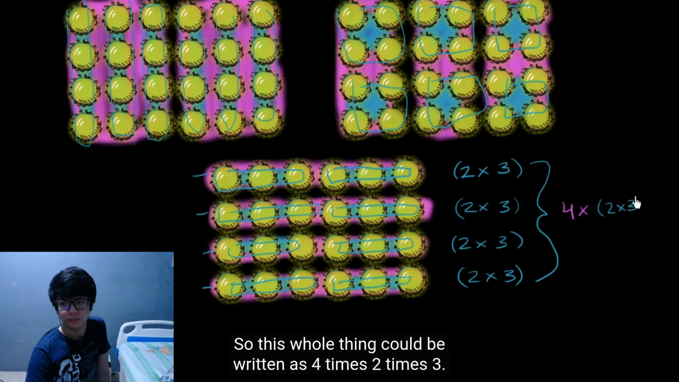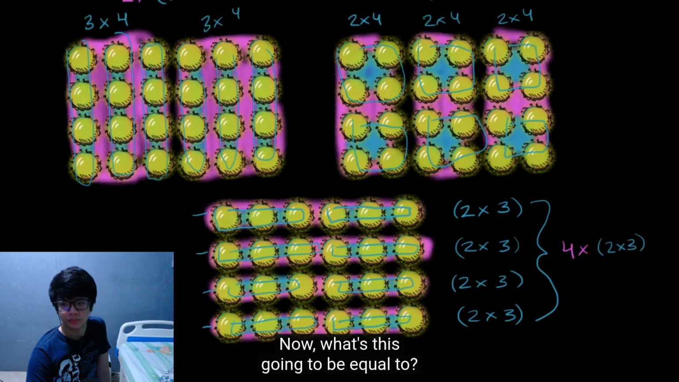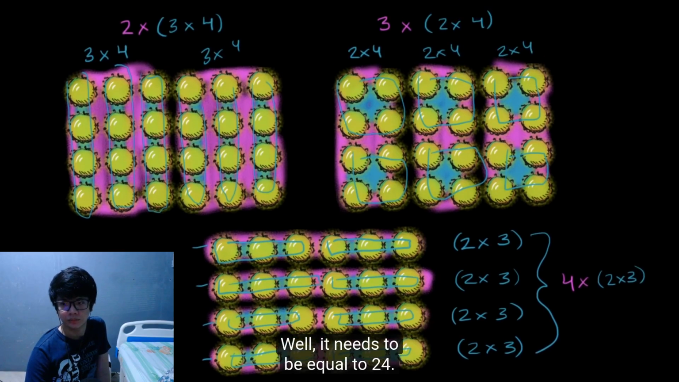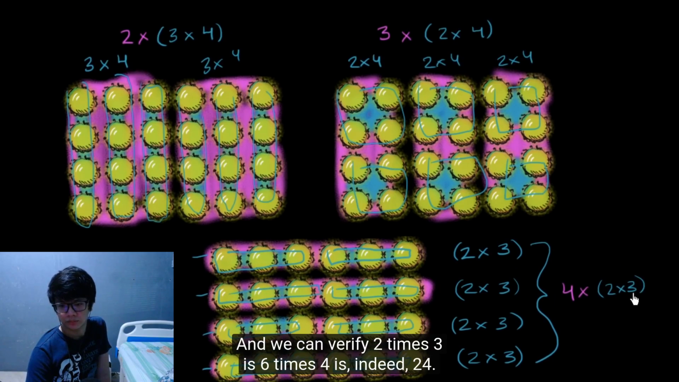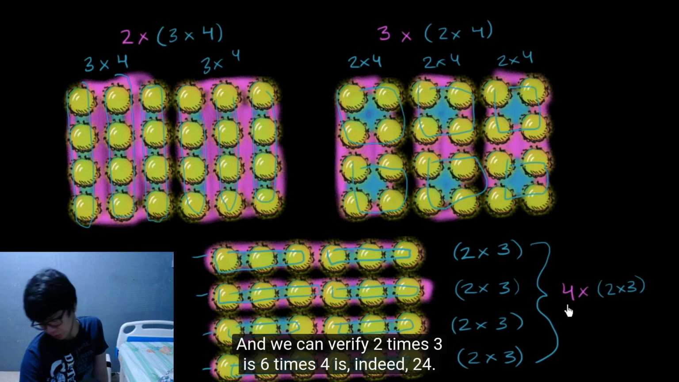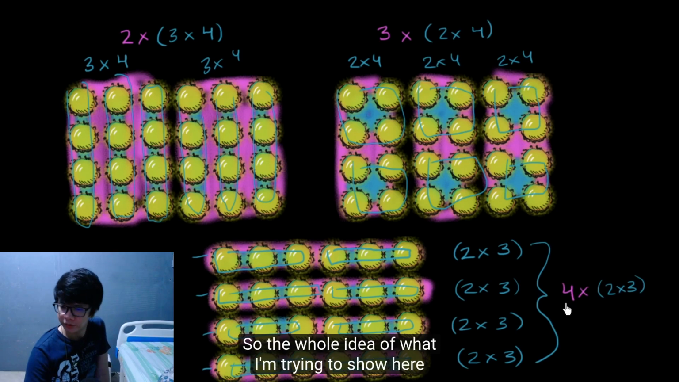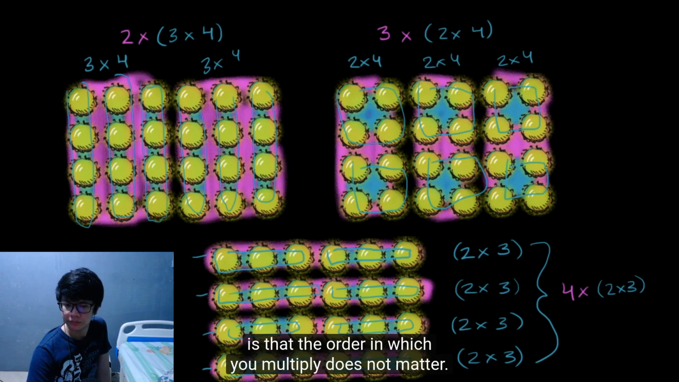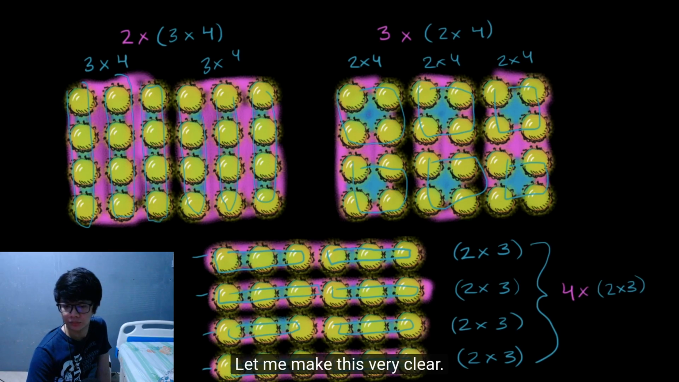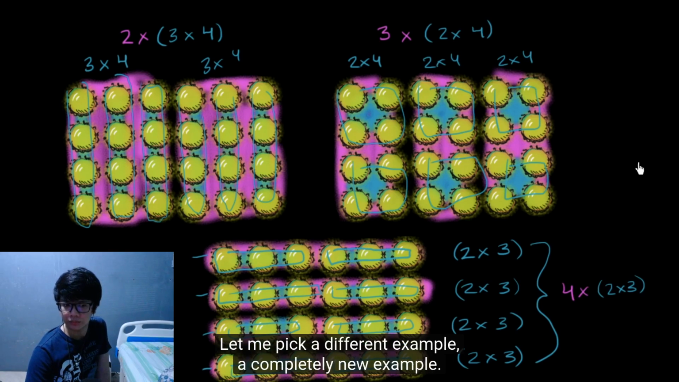Now what's this going to be equal to? Well, it needs to be equal to 24, and we can verify 2 times 3 is 6, times 4 is indeed 24. So the whole idea of what I'm trying to show here is that the order in which you multiply does not matter. How you associate it, let me make this very clear. So whether you do, let me pick a completely new example.